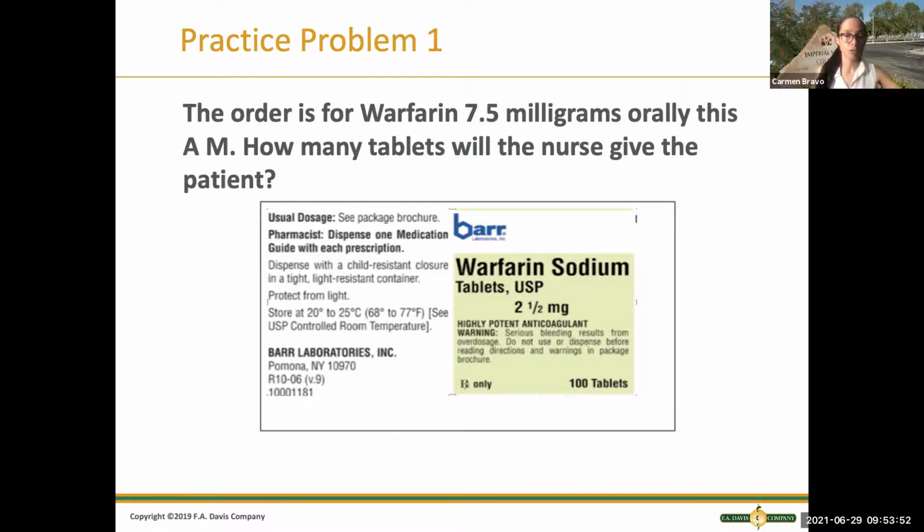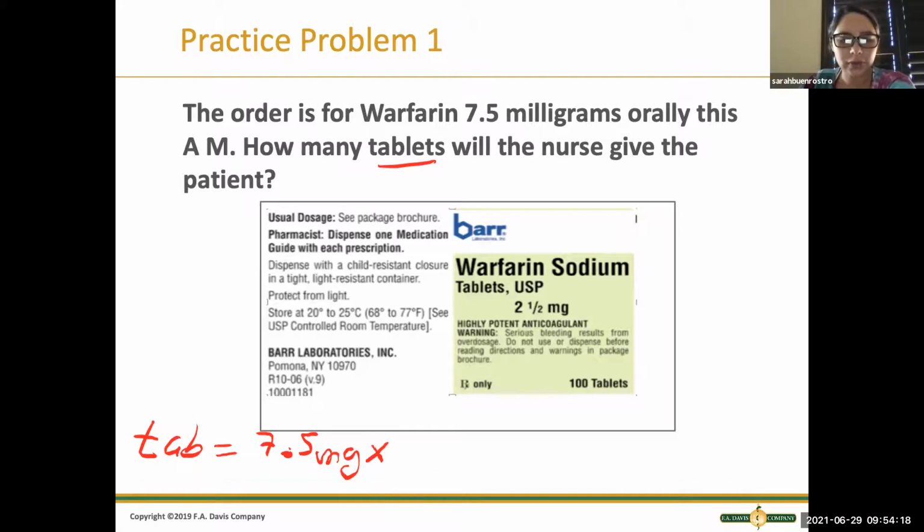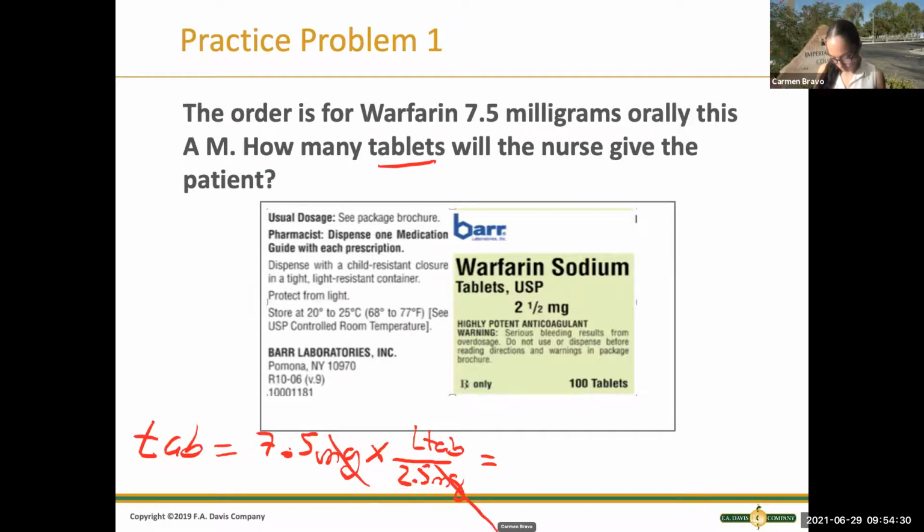What should I put first? What should I do first right now? The order amount. Okay, I'm looking for tablets, and my order amount is 7.5 milligrams. And what is my dosage strength? 2.5 milligrams per tablet. So I'm going to cancel milligrams, leaving tablet. 7.5 times 1 is 7.5, and on the bottom I had the 2.5, right? So once we divide this by 2.5, what am I going to be left with?